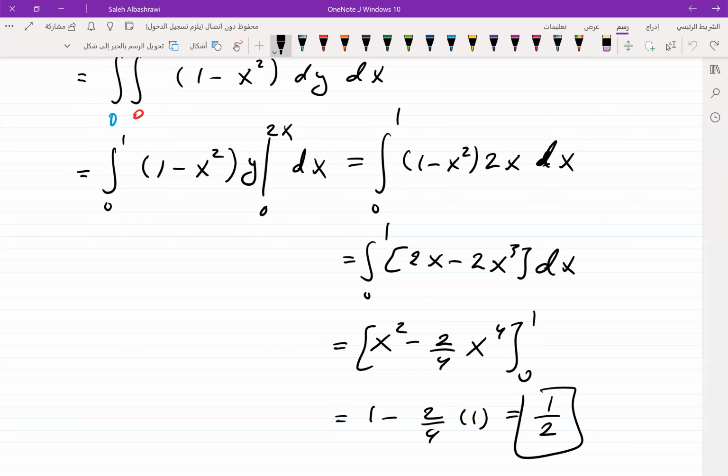So the value for the given line integral is equal to 1/2. And we used the Green Theorem to convert it from a line integral to a double integral. So this is the direct application of the Green Theorem, transforming the line integral into a double integral to make it easier to evaluate.